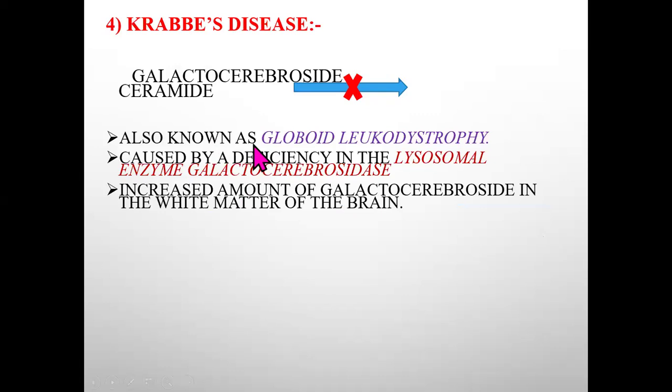So you have Krabbe disease, you have galactosylcerebroside converted to ceramide. It is also known as globoid leukodystrophy. It is caused by deficiency in the lysosomal enzyme galactocerebrosidase, and you have increased amount of galactocerebroside in the white matter of the brain. So it's accumulated in the brain because the enzyme is deficient, that is to say there is no catalysis of this reaction. This reaction will not occur, and you have accumulation of galactocerebroside in the white matter of the brain.